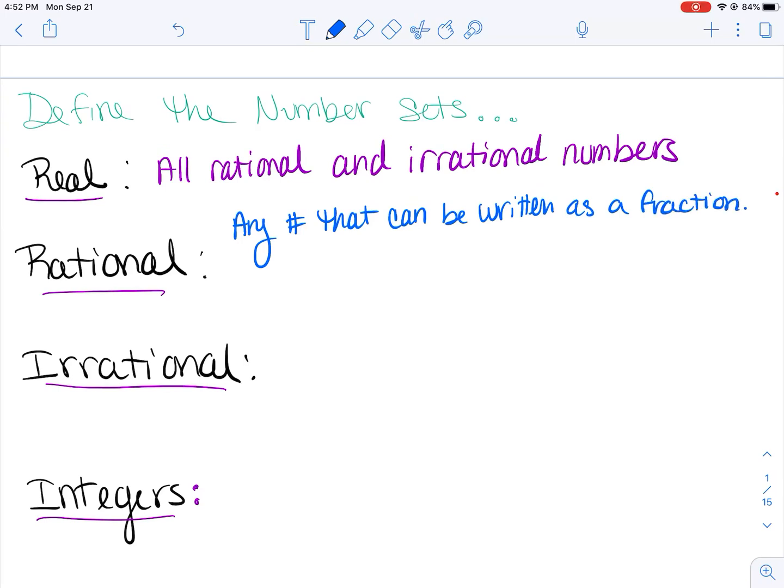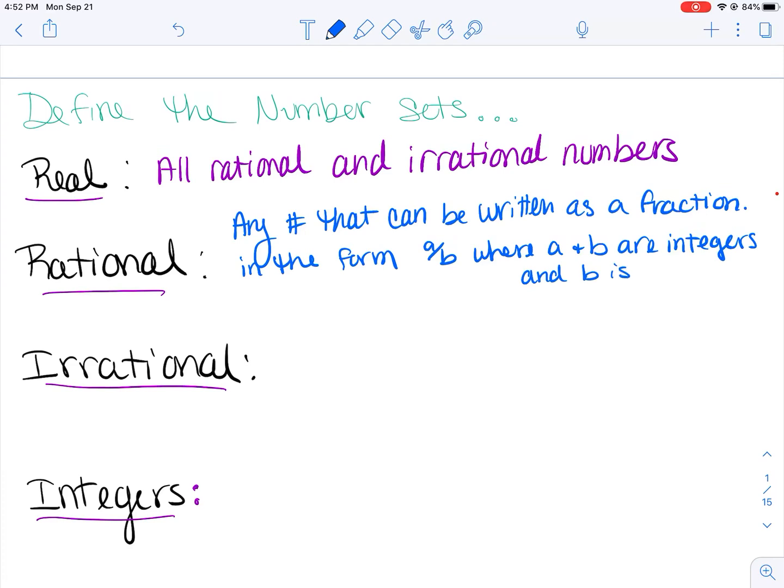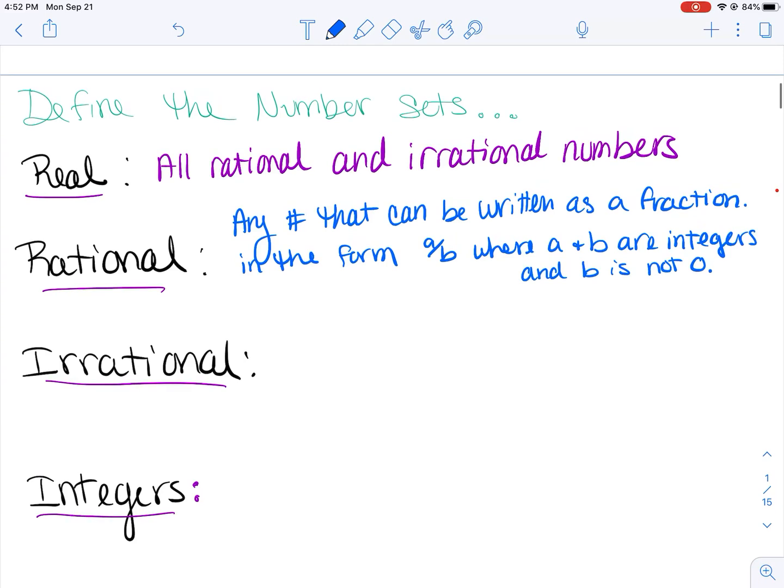If you want the technical definition, it's any number that can be written in the form a over b, where a and b are integers, so we have to get to what an integer is in a second, and b is not ever 0, okay? Why can't b be 0? Because if you have something divided by 0, that doesn't actually work, right? That's undefined. So we can use any other thing for b except for 0 that is an integer.